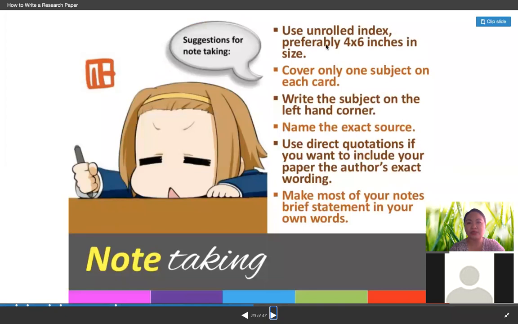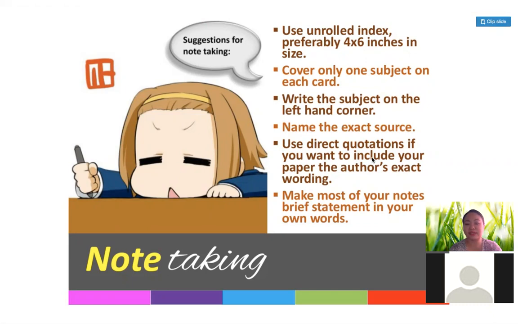And use unrolled index, preferably 4 by 6 inches in size. So pwede ka mag-index paper. In one index paper, you cover only one subject on each card. This is for a college na research paper na, and write the subject on the left-hand corner and name the exact source. So, yun yung sinasabi ko kanina, no? When you do your literature review, you should also do the referencing at the same time.